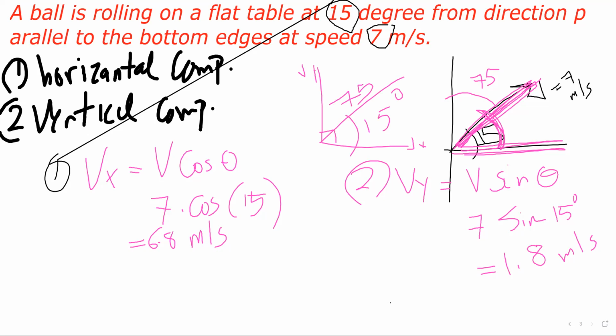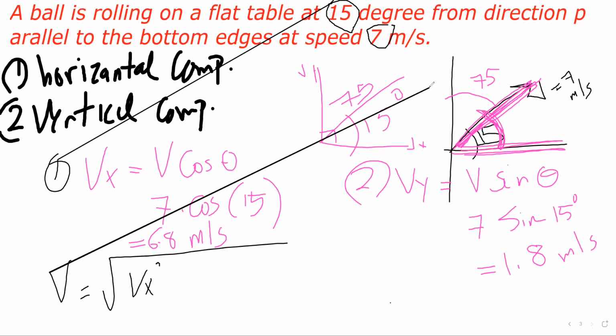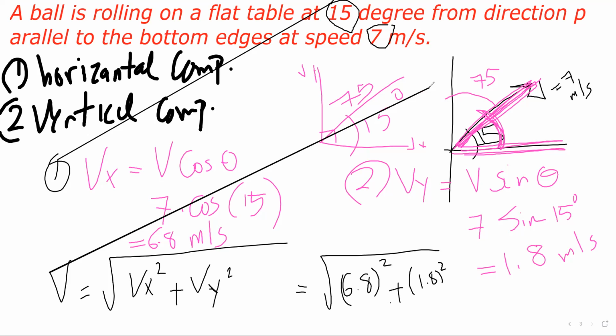Now, if you want to find V, as an example, I know that it is 7. I want to prove that it is 7. What I tell you to do is to take 6.8 and 1.8. You will find the square root of V of x squared plus V of y squared. Let's do it: the square root of 6.8 squared plus 1.8 squared. Try it in your calculator. The answer is 49.48. The square root of the answer will be 7.03, which is 7.